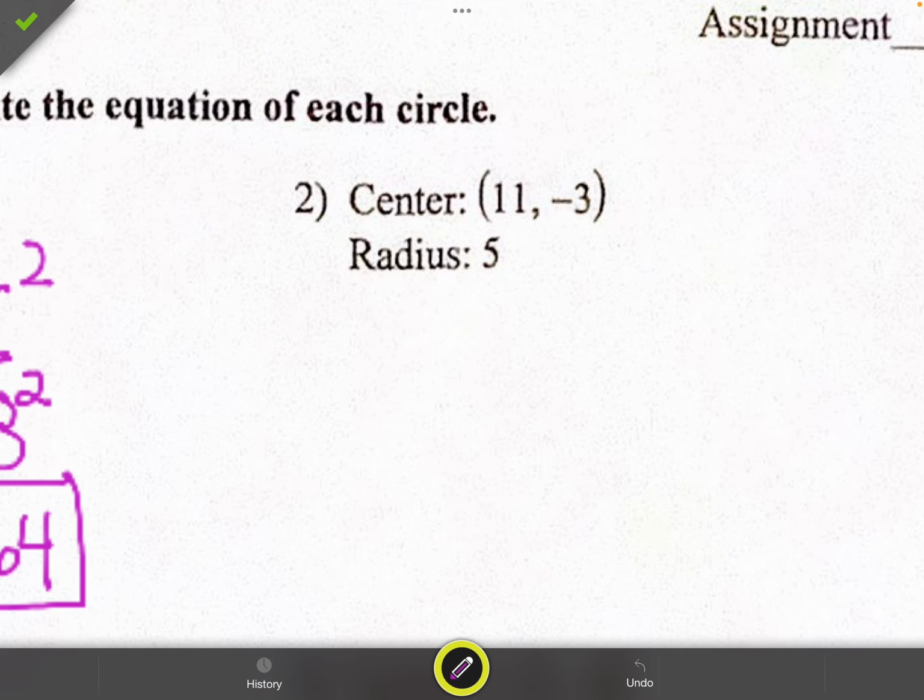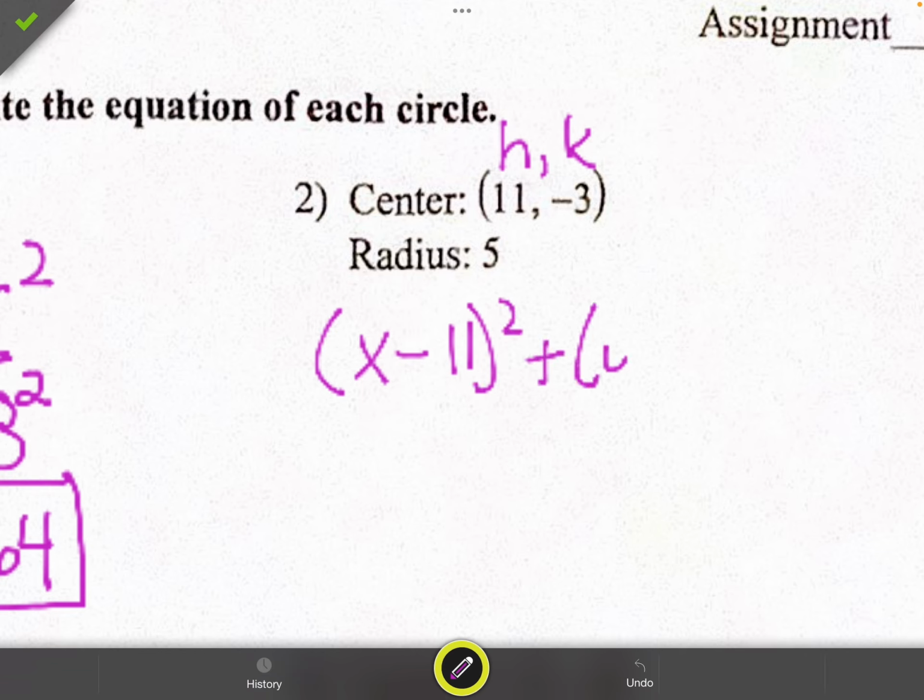My center on number 2 is (11, -3), so I'm going to label h and k, and my radius is 5. So I'm going to say x minus, what's my h? 11 squared, plus y minus, what's my k? -3. And right now we just write it as is. We'll clean it up in a minute. Equals, what's my radius? 5, and we square it.